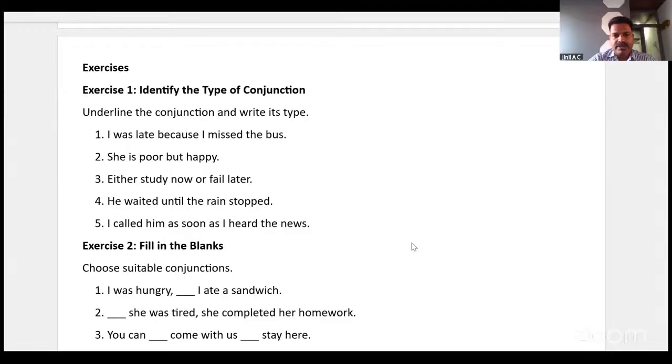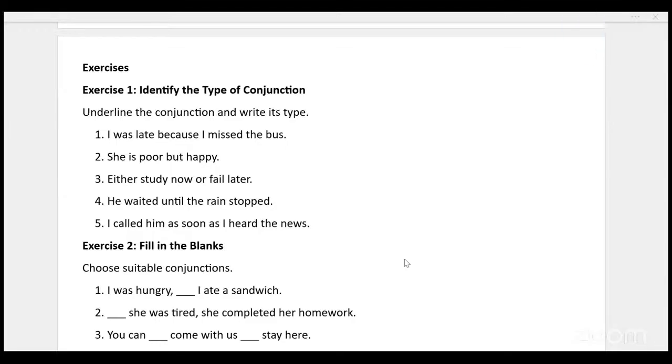Now, what is the third sentence? You can come with us, or stay here. You can either come with us or stay here. Neither nor is correlative and has a negative meaning. So if you say you can neither come with us nor stay here, that means you cannot come with us, and you cannot stay here also.